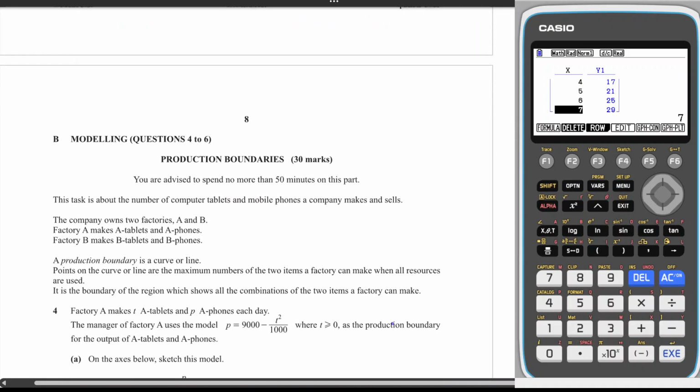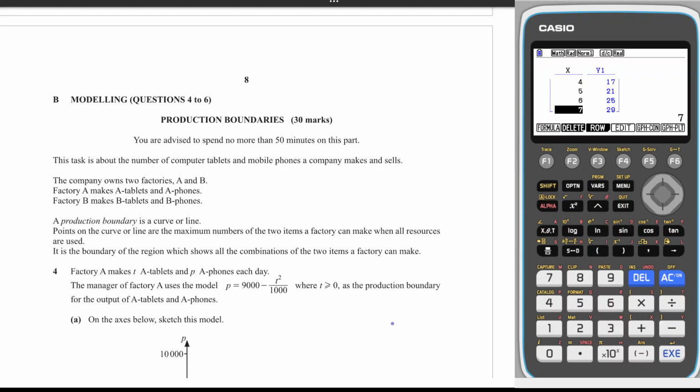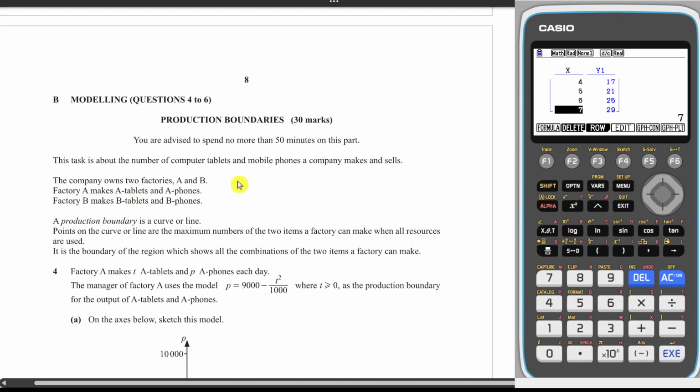Now heading over to the modeling part. This is again 30 marks and you're not advised to spend more than 15 minutes on this part as well. Okay, so let's read this. This task is about the number of computer tablets and mobile phones a company makes and sells. So this is about production boundaries. This is very similar to the production possibility curve which we have learned in economics.